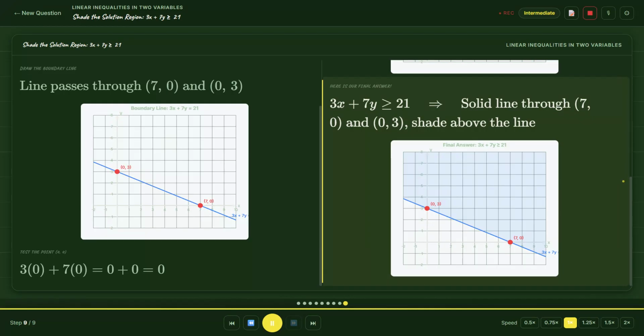Great job. Our answer is a solid line through 7, 0 and 0, 3, with the upper right side shaded. Every point in that shaded area makes our inequality true. You did it.